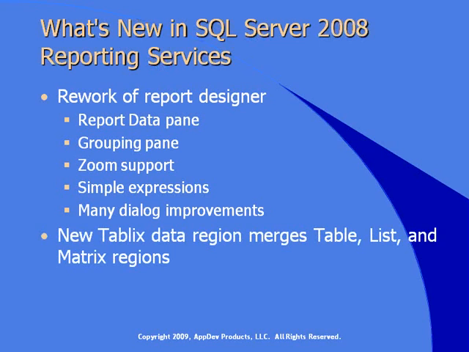Another big change in Reporting Services is that what we had in the past were different data regions. We had the table region for creating tabular reports, the list region for creating freeform style reports, and the matrix region for creating pivot, crosstab, or matrix reports. Now we have a single region called the Tablix data region, which merges the features of all three of those regions together. Let's now take a look at some of these features that I've just discussed.